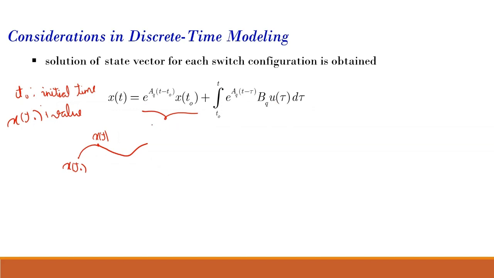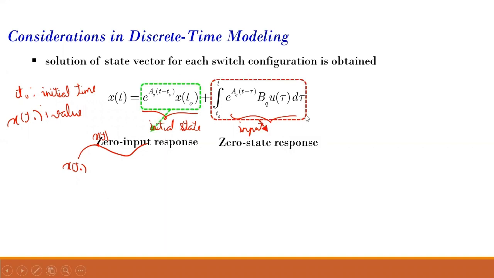If you see, this part depends on the initial state and does not depend on the control input u. But this part depends on the input and does not depend on my initial condition, the initial state. So this is known as my zero input response and this is known as my zero state response. So the dynamic response of the system consists of two components. One is the zero input response and the other is the zero state response. Okay. So that is given by this equation.